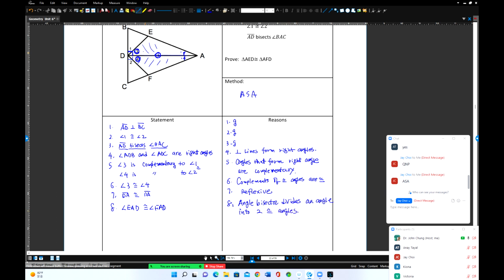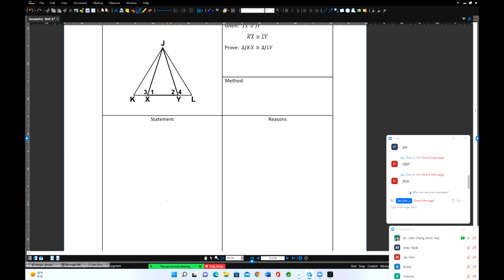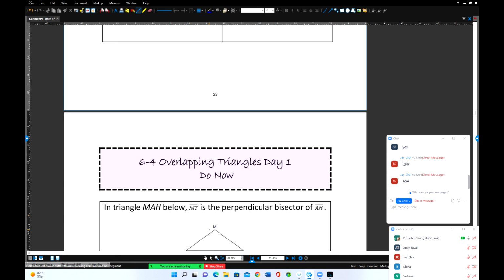Now we got everything. Angle, side, angle. That's enough to say the triangles are congruent. Triangle AED is congruent to triangle AFD. The reason is angle, side, angle. Okay, that's all. Now move on to the next one over here. After this we repeat today, because next time we're going to go overlapping and using CPCTC.